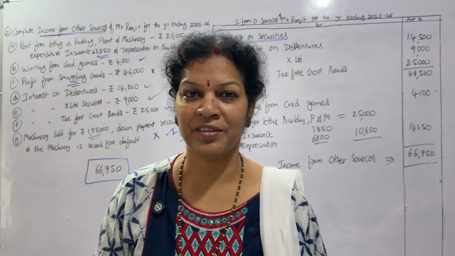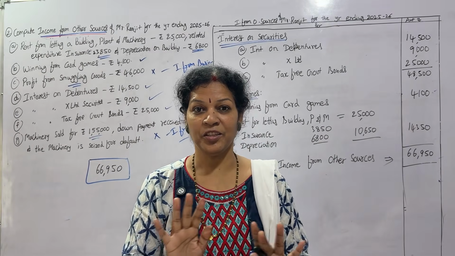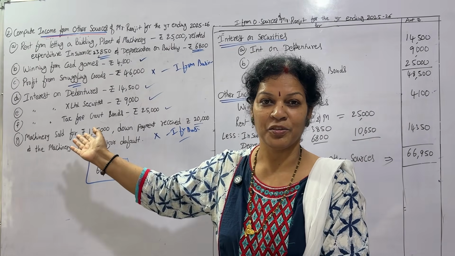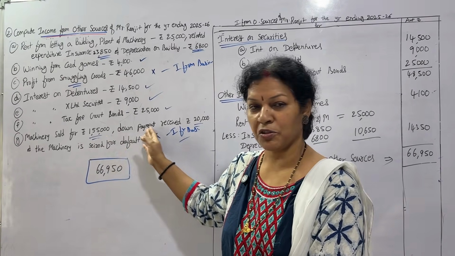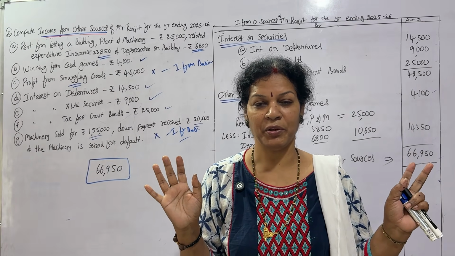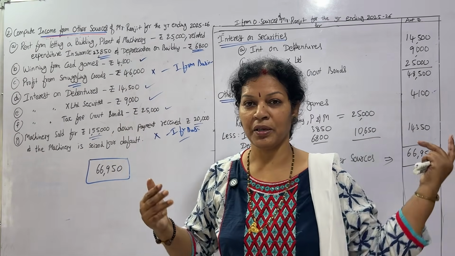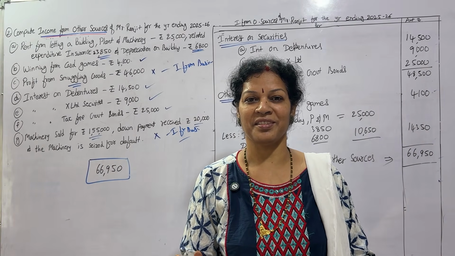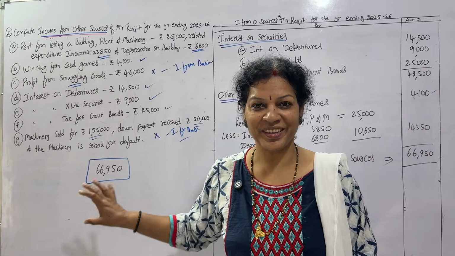Do you have confidence with this problem? There is nothing to worry. Only a few transactions you have to be very careful about, like smuggling goods and the last transaction, machinery sold. What to do? This is income from business. We don't consider it. Rest of everything we write systematically and total up, that is income from other sources. Am I clear? How many of you got this answer?